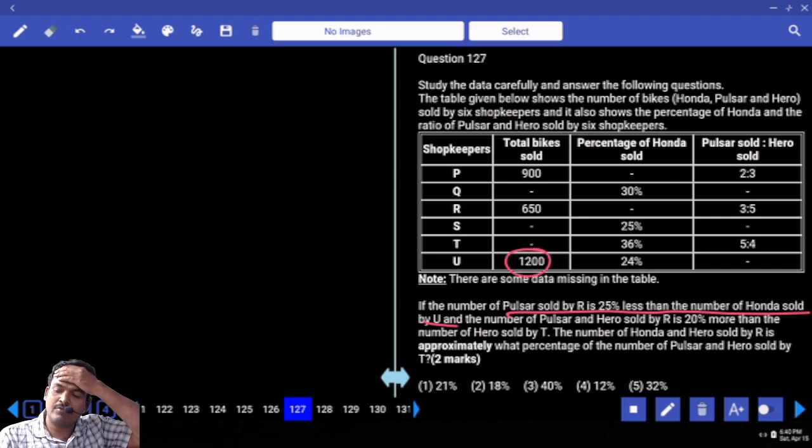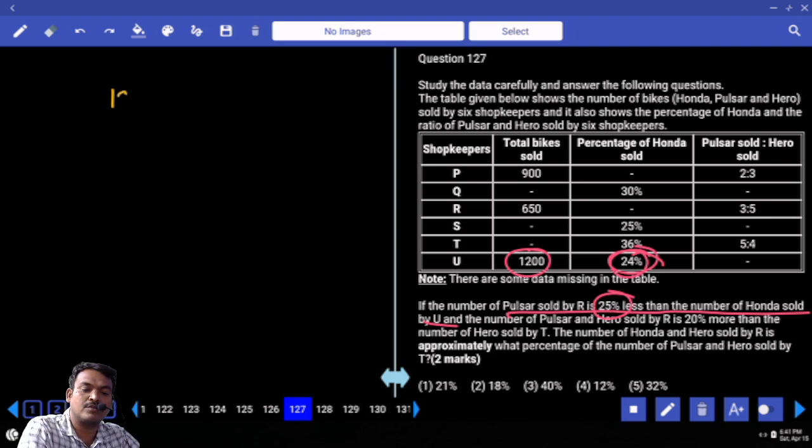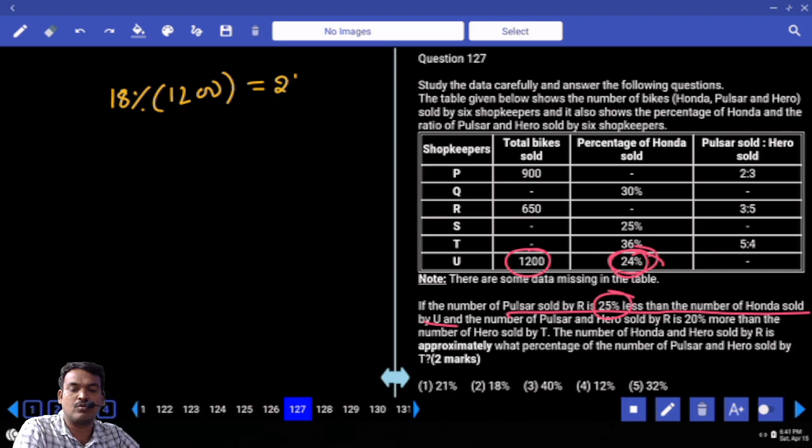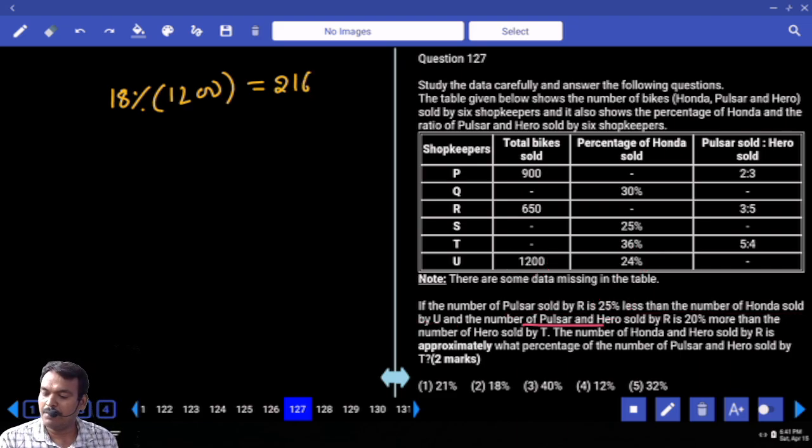Okay. Out of 1200, how much percent? 24%. What is the 24% of 1200? 288. Directly we can take 18% also. Out of 24, how much percent is less? 25%. What is the 25% of 24? 6 less. What is the remaining? 18%. 18% of which one? 1200. 18% of 1200 is nothing but 216.